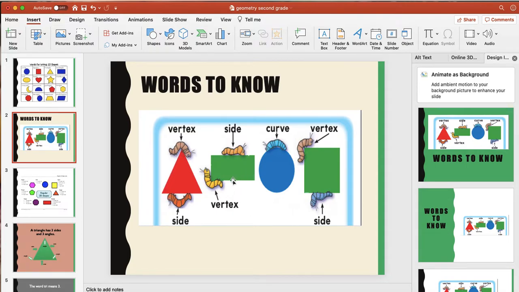A rectangle has 4 vertices. We have 1, 2, 3, 4. We have 4 corners. And then sides, we have 1, 2, 3, 4. Then we have a circle. It doesn't have a vertex or a side. It just has a curve. And then we have a square, which is similar to the rectangle in that it has 1, 2, 3, 4 vertices and 4 sides. 1, 2, 3, and 4.